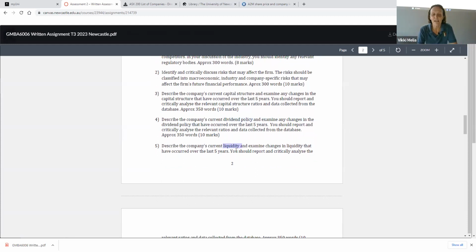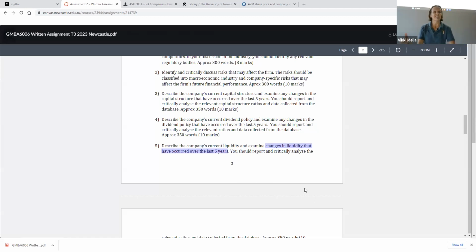Liquidity is looking at what's called working capital. Working capital means current assets and current liabilities. Do they have enough current assets to settle their current liabilities on time? It means we look at their working capital. We want to have a look at their current liquidity or current working capital and look at how that's changed over the last 5 years.